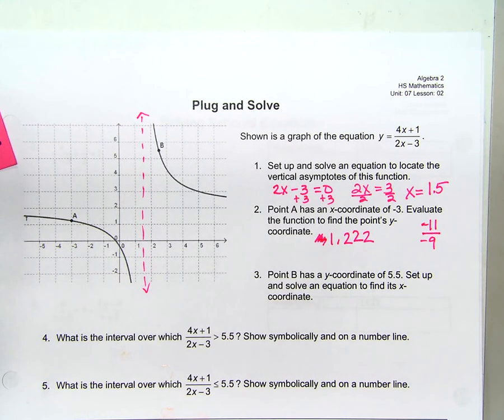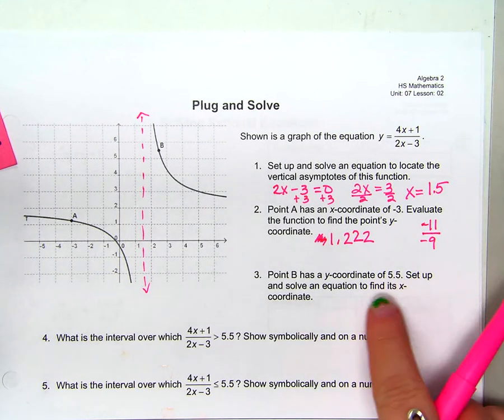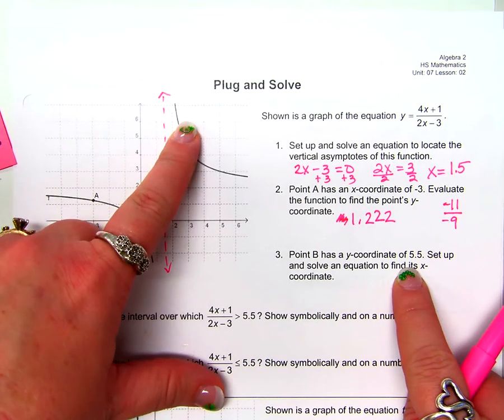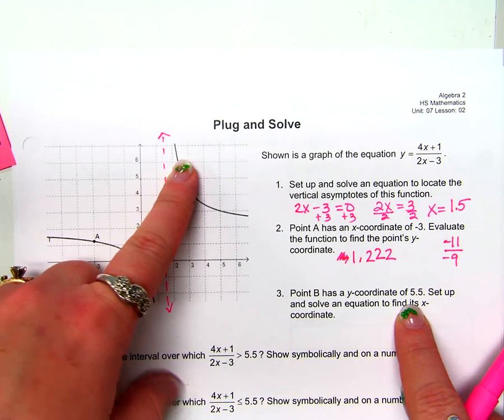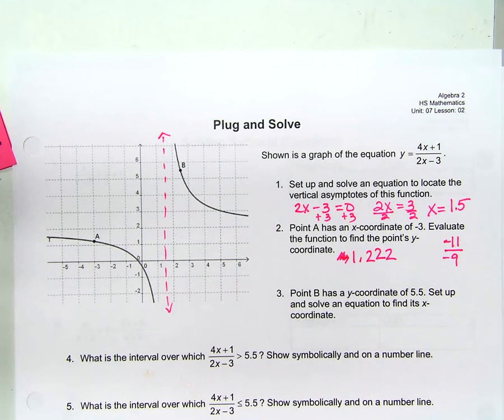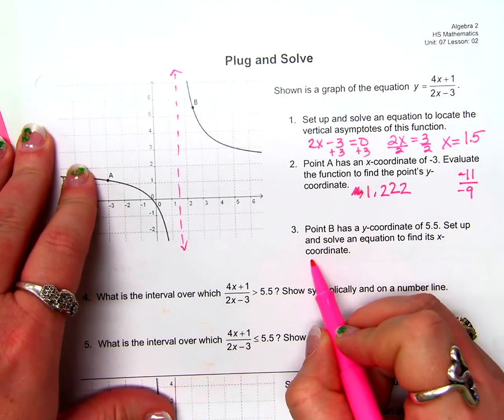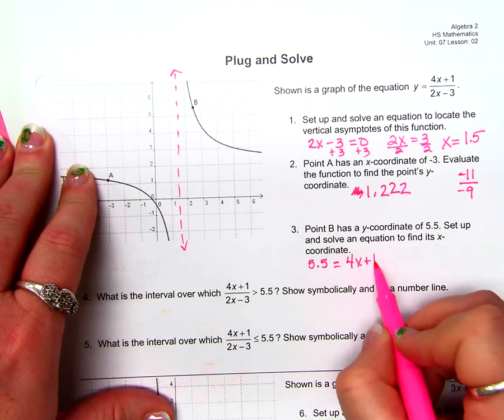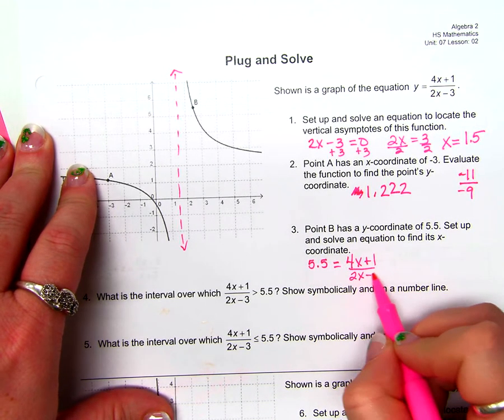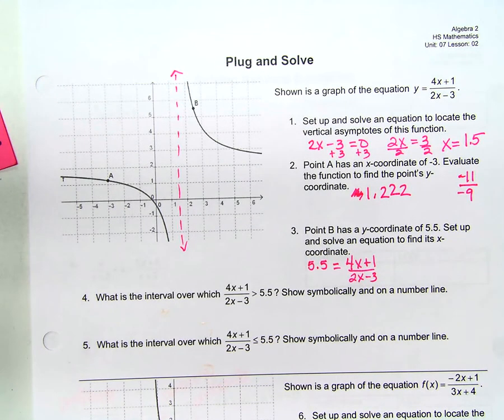Point B has a y-coordinate of 5.5. Everybody touch point B. Everybody. That means everyone is touching point B right now. Good. Set up and solve an equation to find its x coordinate. How are we going to do that? So 5.5 equals 4x plus 1 over 2x minus 3. How do I solve that?